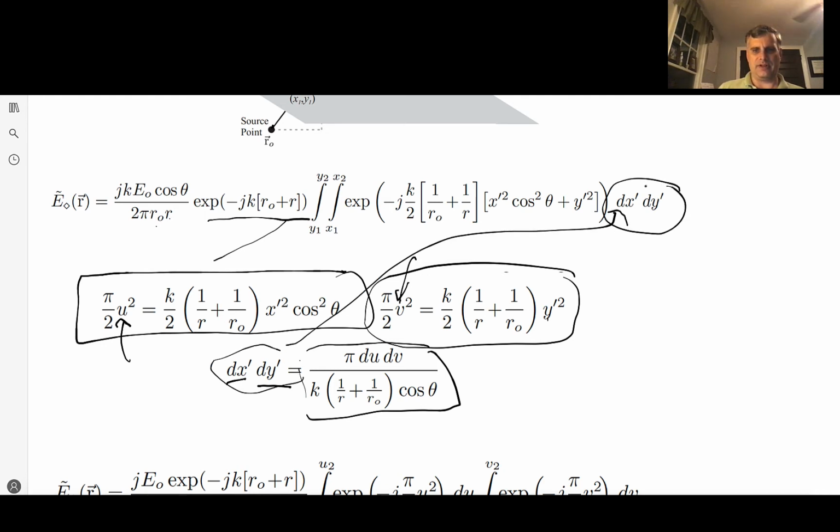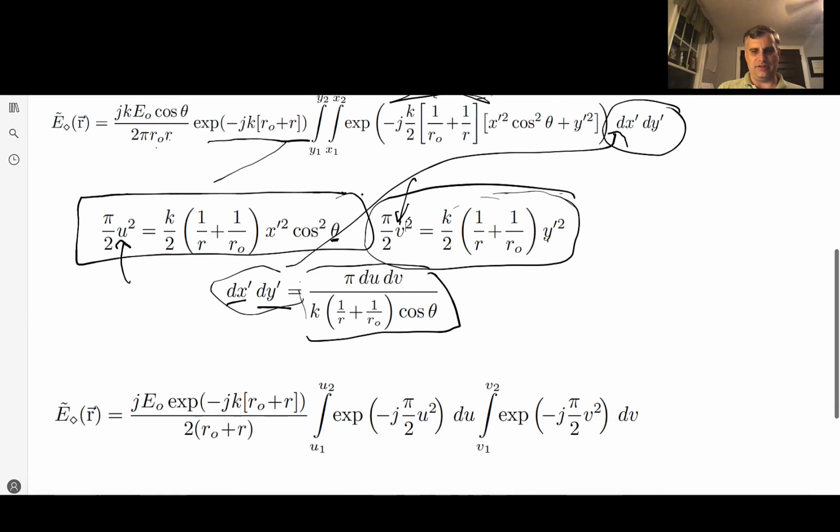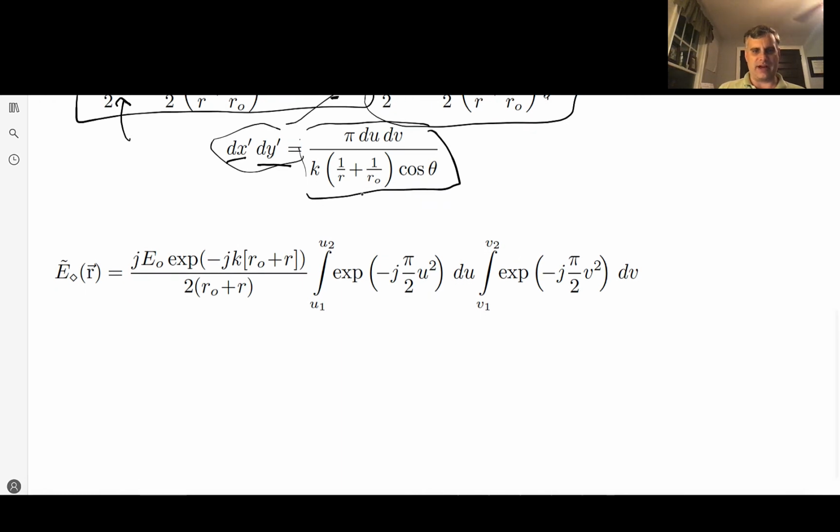There's my limits of integration. I got a x prime cosine squared theta times this term. That's basically what I have as my first term in here. That's just a pi over 2 u squared. Again, this term I've chosen in such a way that leads me to substitute this as pi over 2 v squared. And when I adjust the limits of integration, now I've got this formula here.